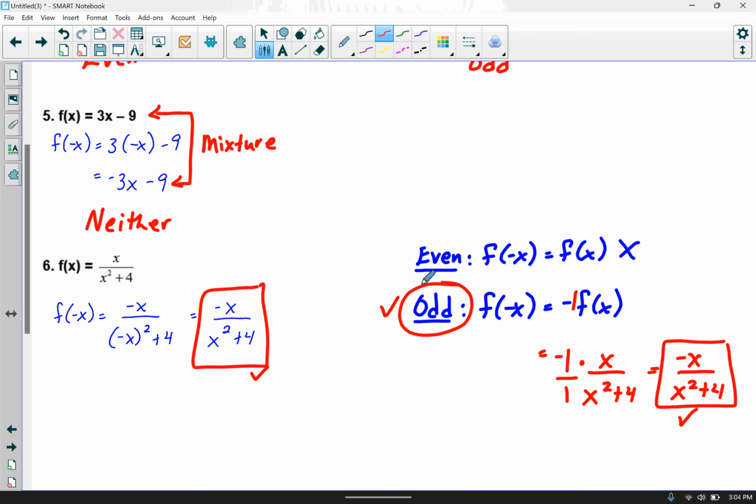Okay. Now, if I wasn't able to show that those two are the same, I wouldn't be odd either. I would just say neither. Okay. So it's like I said, when you have a quotient, a numerator and denominator, you want to go one step further and think about it in that manner.